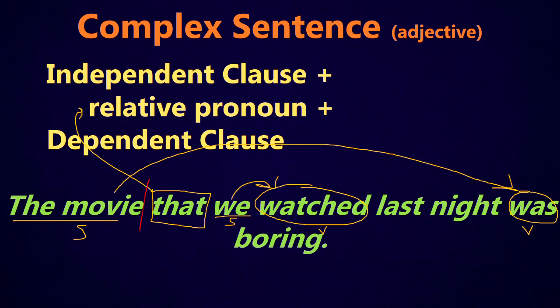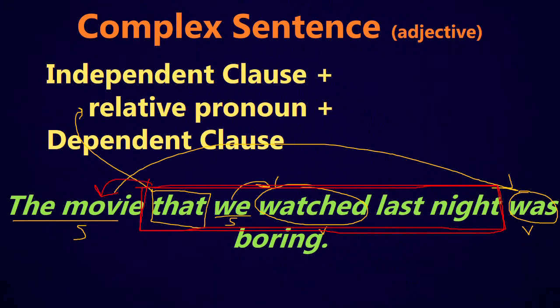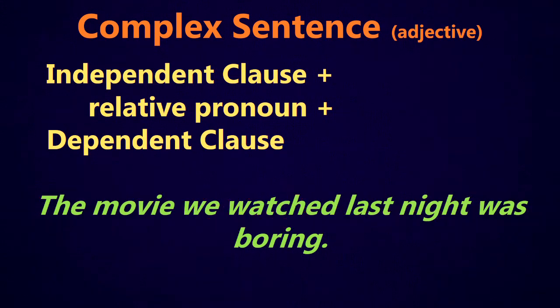So all of this information right here is describing the movie. What movie did we watch? The one that we watched last night. So we can take all of this out, just delete it from the sentence, and we have the sentence, the movie was boring. The movie was boring. Which movie? The one that we watched last night. So this clause is giving information about the movie.